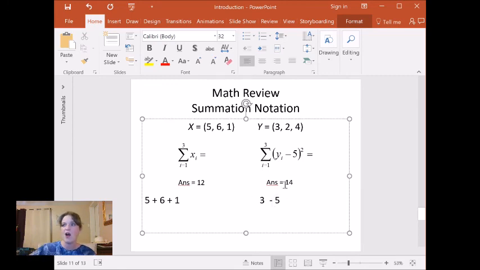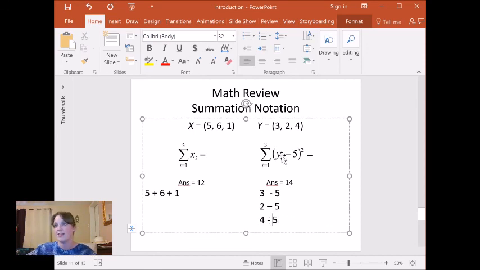So now I have to not only subtract 5 from 3, I have to subtract 5 from 2. And now I have to subtract 5 from 4. So I take 4 minus 5. And that's the idea. Now, because I have to do the inner parentheses first, I take this person's y and I subtract 5. I take this person's y and I subtract 5. I take this person's y and I subtract 5.